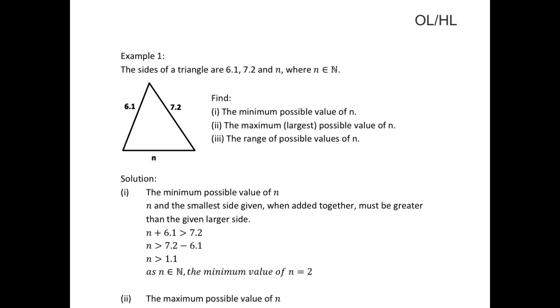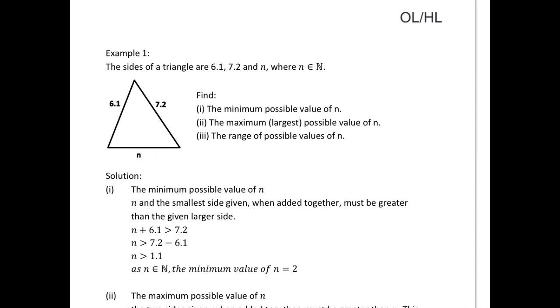So now we're just going to use these two theorems in a question here. We're told that the sides of a triangle are 6.1, 7.2, and n, where n is a natural number. So that becomes very important later on. Just a reminder, the natural numbers are the positive whole numbers. So the numbers 1, 2, 3, 4, and so on are all the natural numbers.